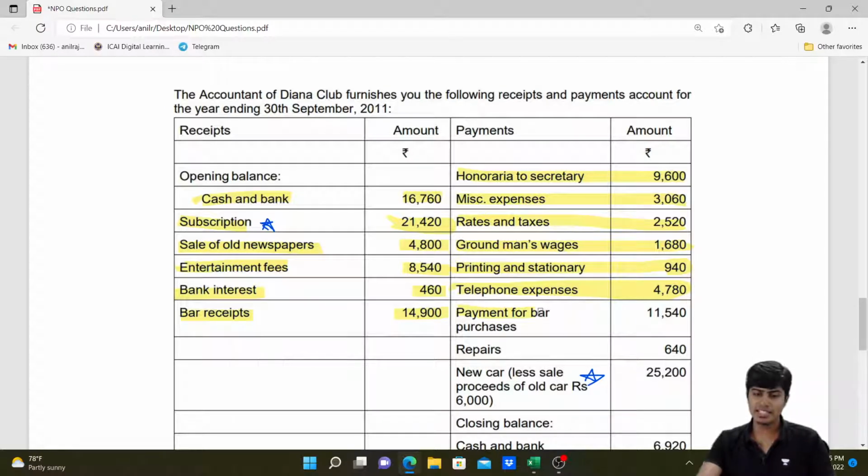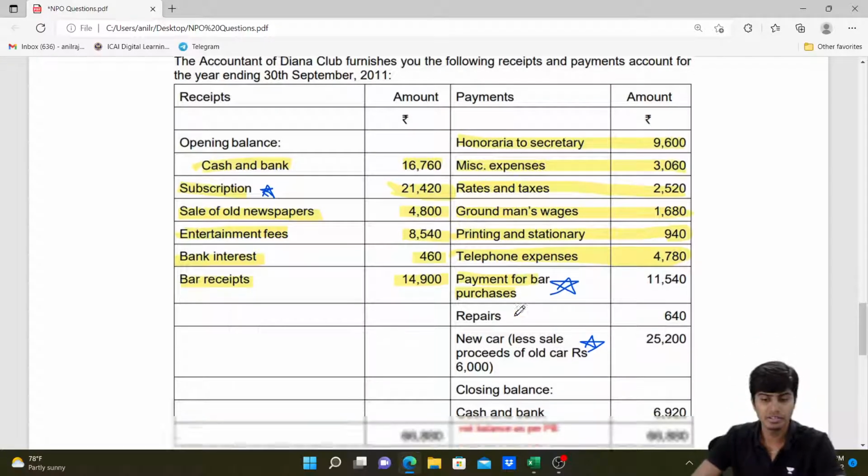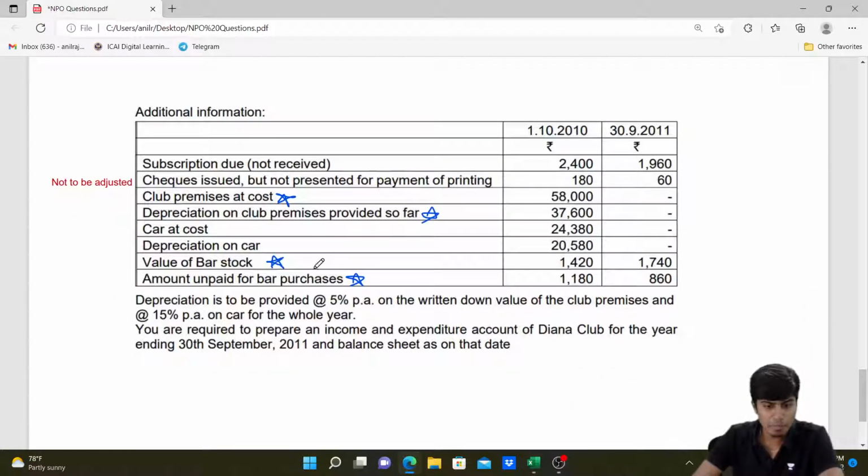We've written bar receipts as income. So bar purchases? Oh wait, bar purchases cannot be written as an expense. Why? We are preparing the bar stock account. They've given us the opening and closing value of bar stock, so we'll write this 11,540 there. See here, we are preparing the bar stock account.